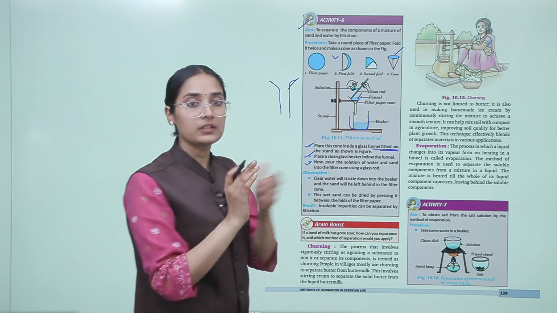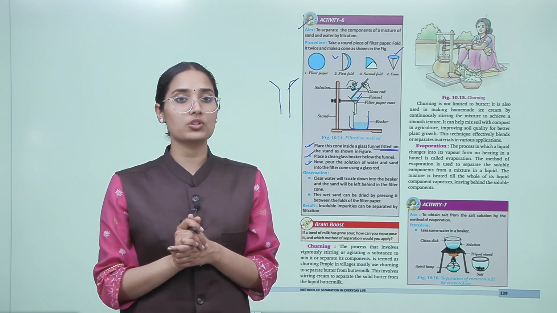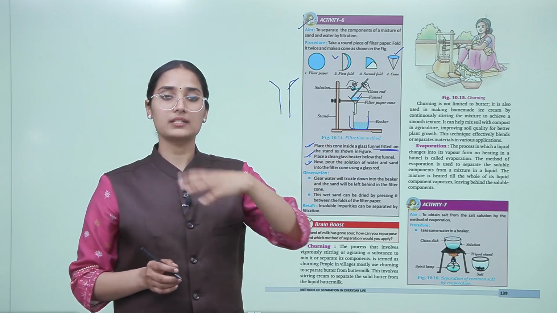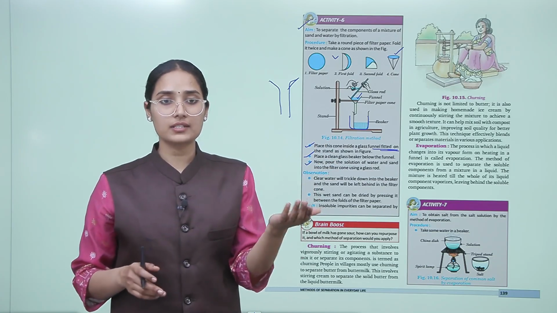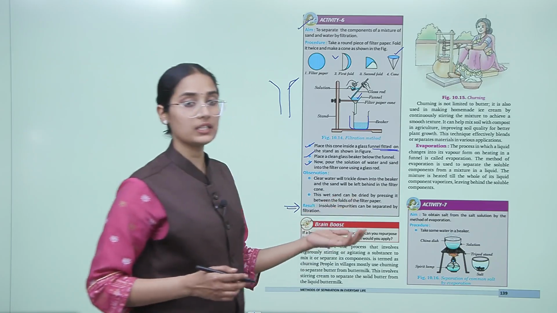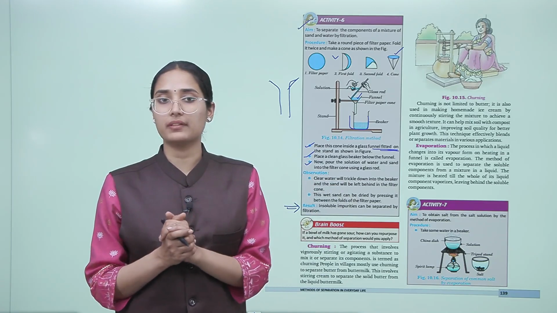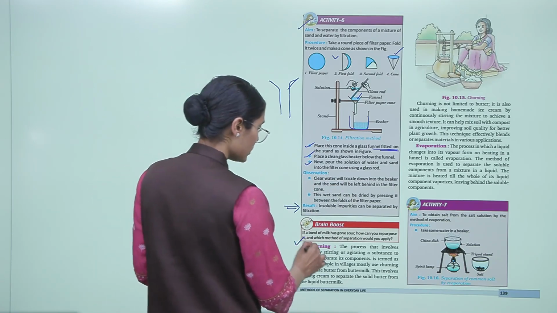strained in the funnel. Now this wet sand can be dried by pressing it between the folds of the filter paper. To get sand in a more dried form, it can be pressed and dried in the sun. So this tells us that insoluble impurities, like in this case the sand, can be separated by the filtration method.